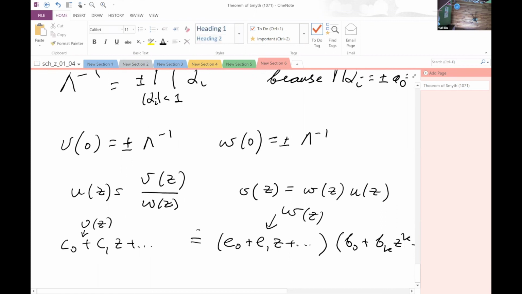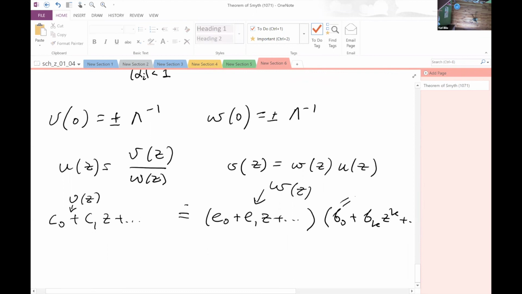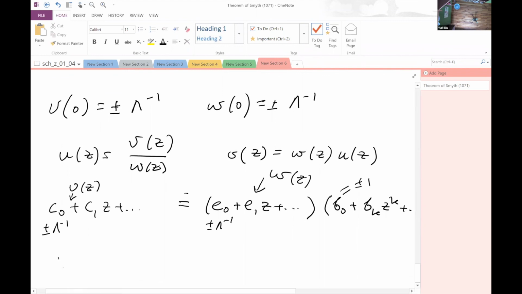And now let us compare the coefficients. B0, we remember, is plus or minus 1. And this is plus or minus lambda minus 1, and this is also plus or minus lambda minus 1, the coefficients. So what do we obtain? Let us take the coefficient CK. When we just do the manipulations, it will be E0 BK plus EK, just by formal manipulations with power series.